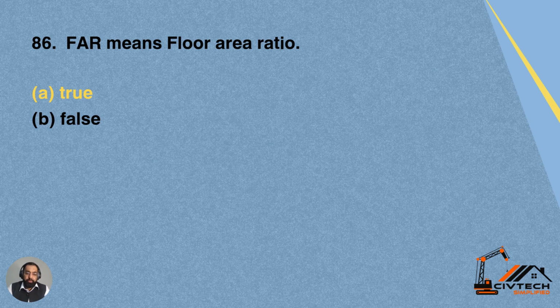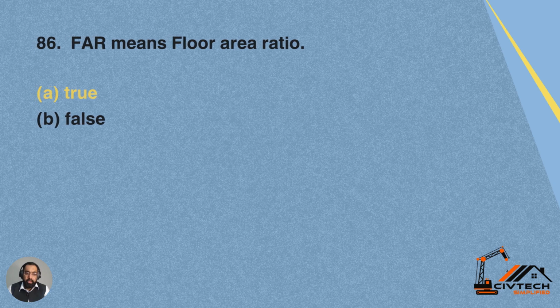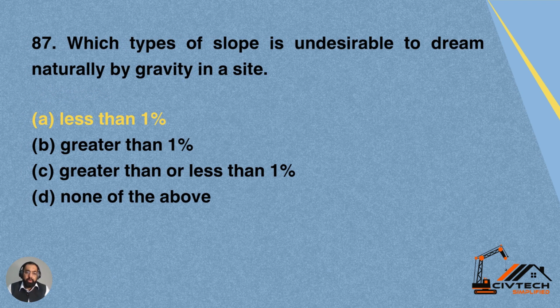86. FAR means floor area ratio. Is it true or false? Yes, it's true. FAR means floor area ratio. A is true.